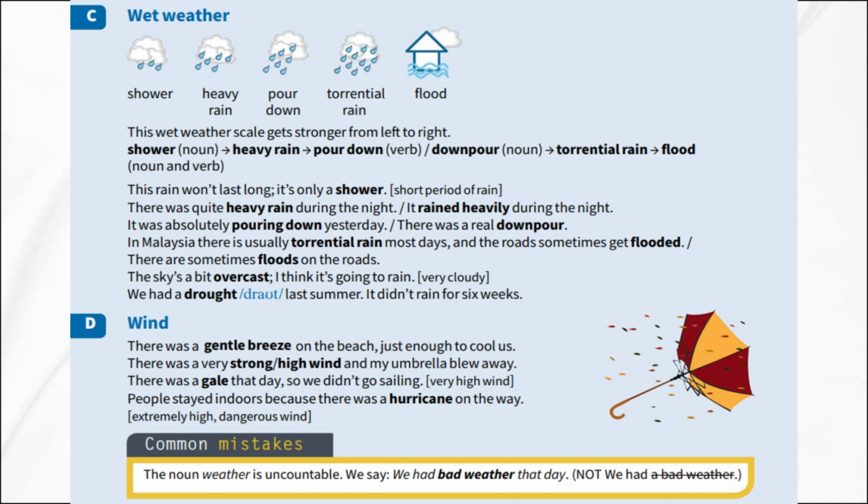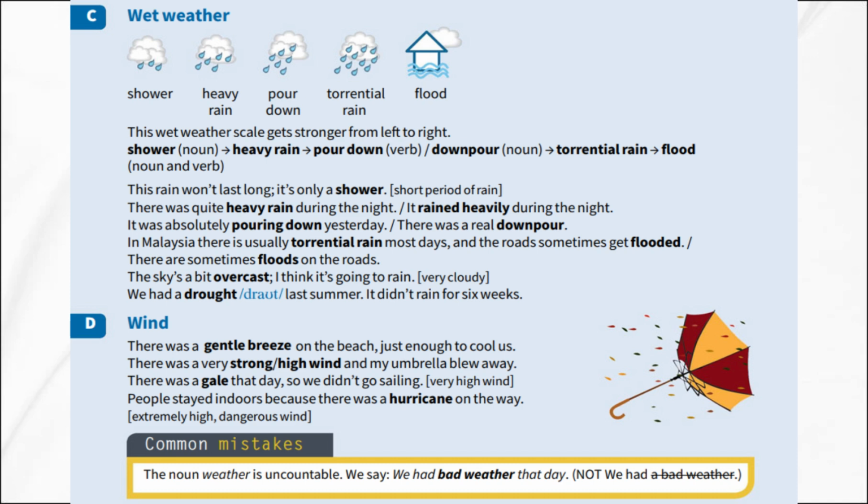Also, if the sky is very cloudy, we say it is overcast. And on the other end of the scale, if there is no rain for a very long time, we call that a drought. For example, last summer we had a drought. It did not rain for 6 weeks.